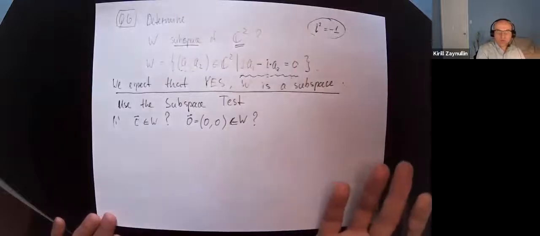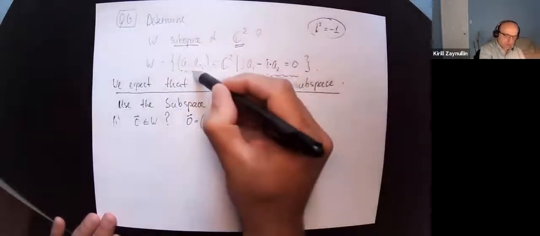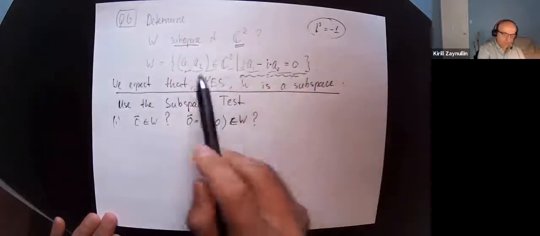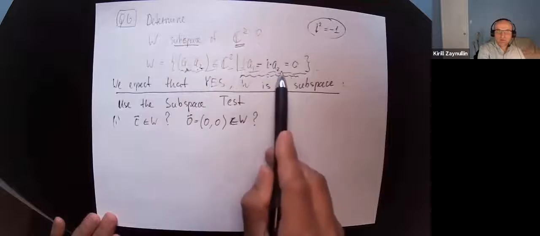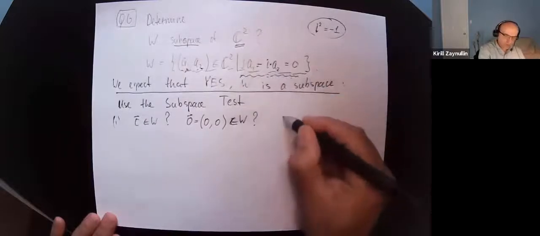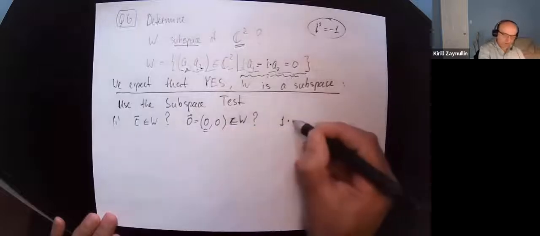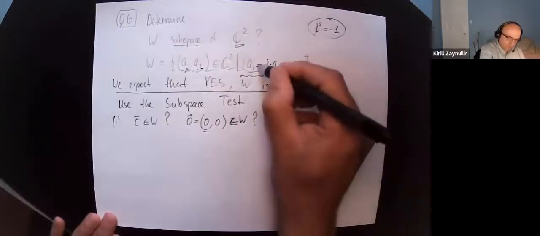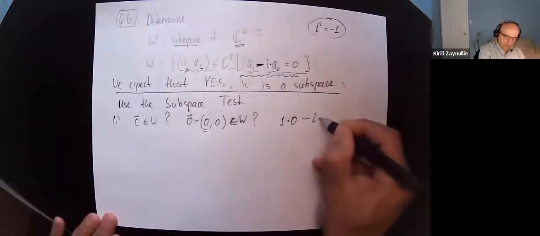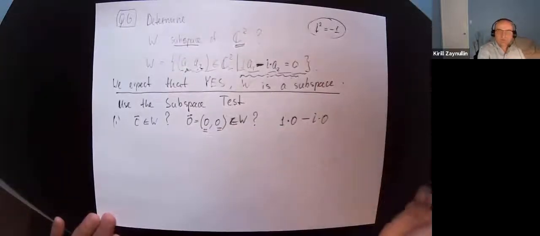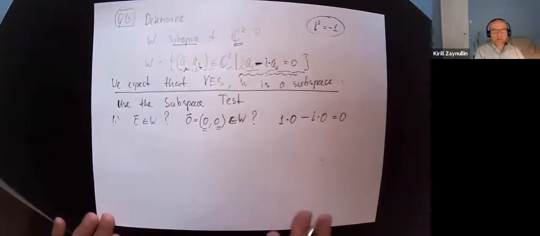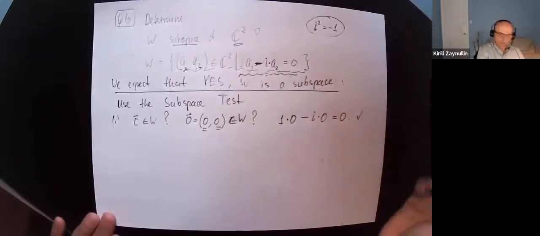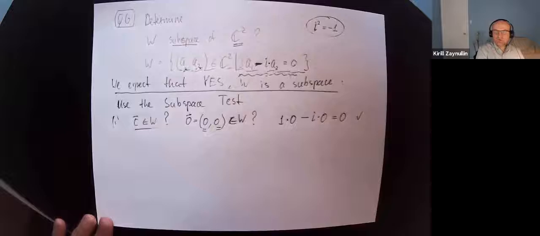In order to answer this, let's just substitute. Here we have the description, and our pair of complex numbers belongs to W if it satisfies this equation. Let's put 1 times A1, which in this case is 0. Then we have minus I times A2, and A2 is 0. So the answer is just 0. 1 times 0 minus I times 0 is 0. So it satisfies, meaning that the 0 vector belongs to W.